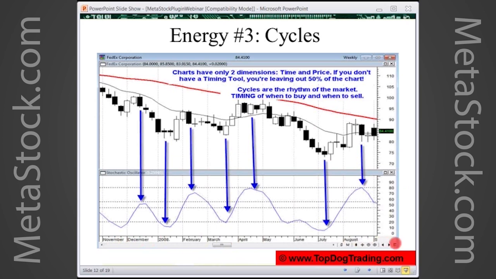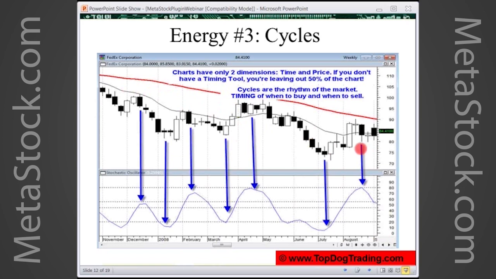Well, since trading is all about establishing a probability scenario that favors you, how can you possibly create a probability scenario if you're eliminating 50% of the information on your chart? You can't. So I don't even know how people could make money without it. Cycles are the rhythm of the market, the timing of when to buy, when to sell.